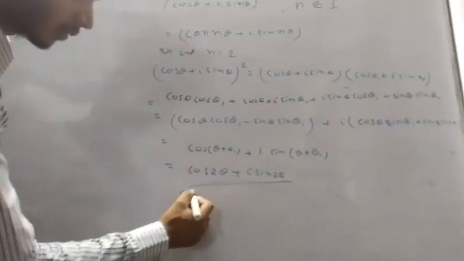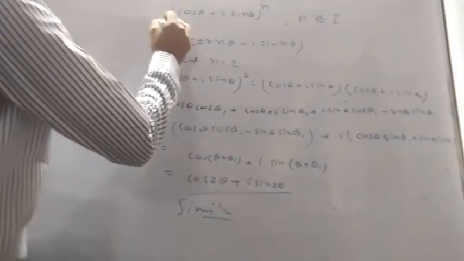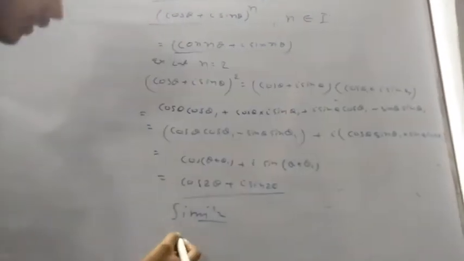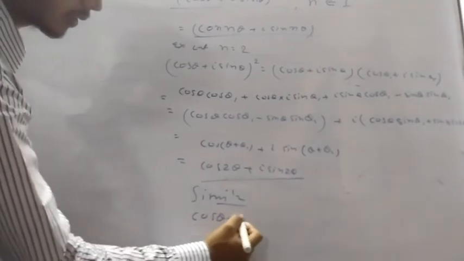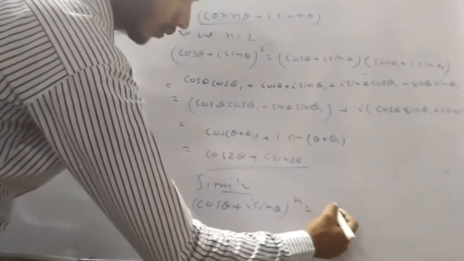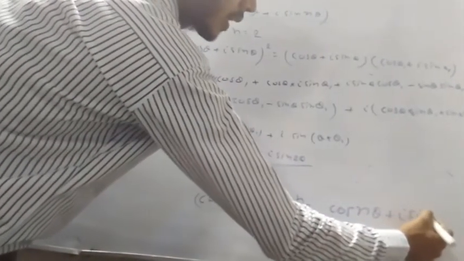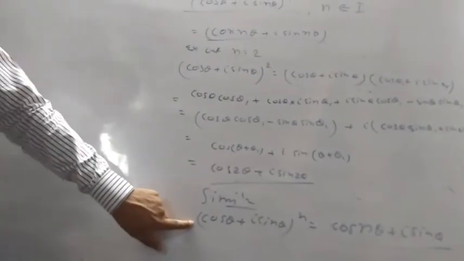And similarly you can proceed. This means (cos theta + i sin theta)^n is equal to cos n theta plus i sin n theta. This is the value of this. Okay, so now we can go to find the nth root of unity. This is a special topic of complex numbers.